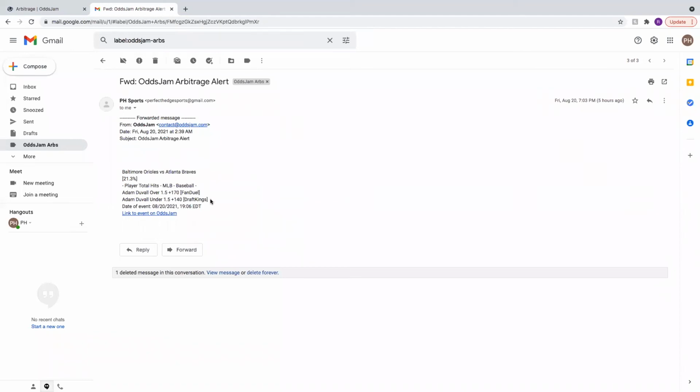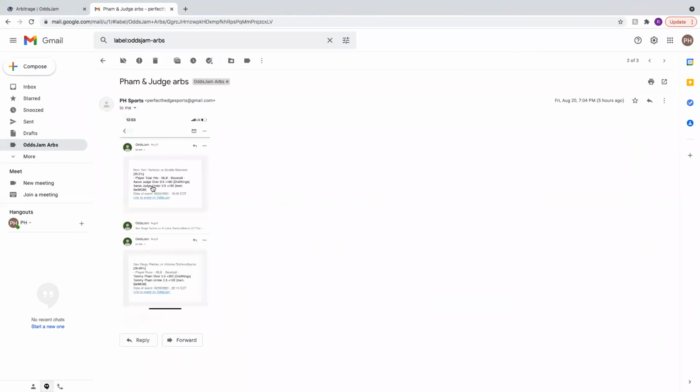Same thing here. This is more an instance of a line being posted poorly. This is probably supposed to be under 0.5 hits, not under 1.5 for Adam Duvall. And again, OddsJam is just calling this out. This is something that's going to be corrected very quickly. Either people are going to pounce on it, or it was just a split-second mistake by DraftKings. So some of these you might miss, you might get the alert, and they might not be there by the time you're able to log in. But if you're able to catch it, that's an absolutely huge opportunity.